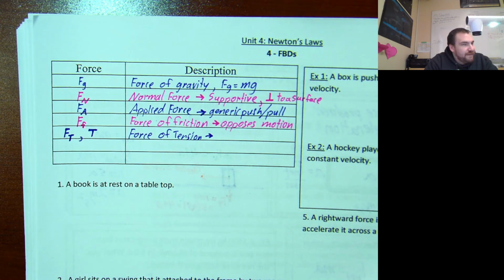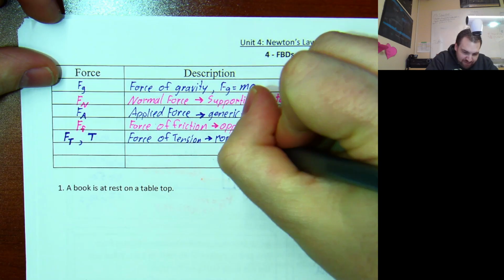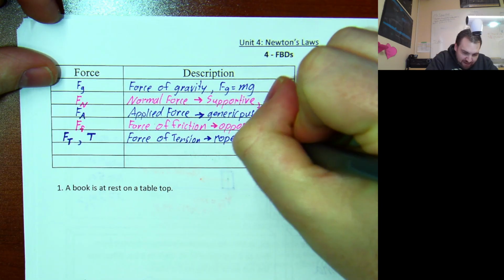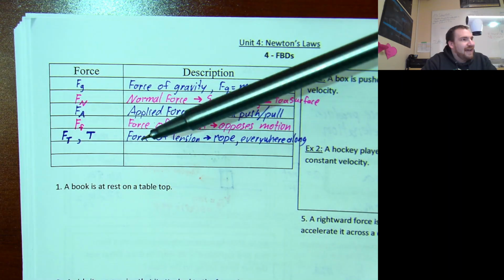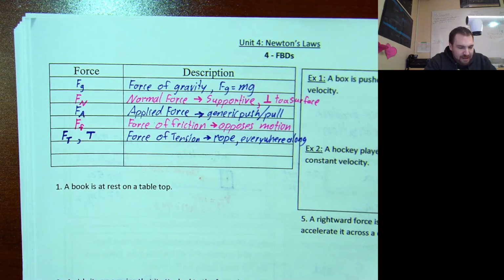And tension is going to be found where? Believe it or not, no, elastics are just springs. Rope, there you go. And tension is found everywhere along the rope. I'll just write everywhere along. We're going to get into some of these in more detail: force of friction, how it's calculated, and force of tension, how it's applied. At this point, I'm just introducing them.